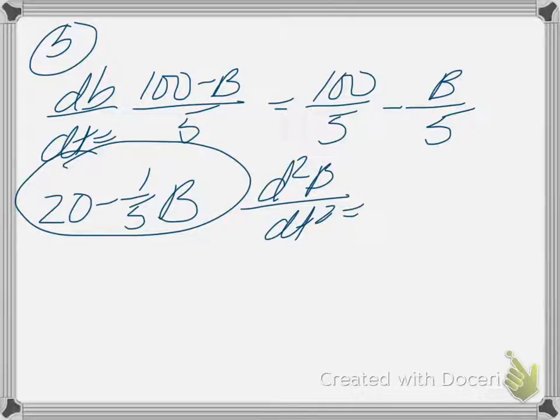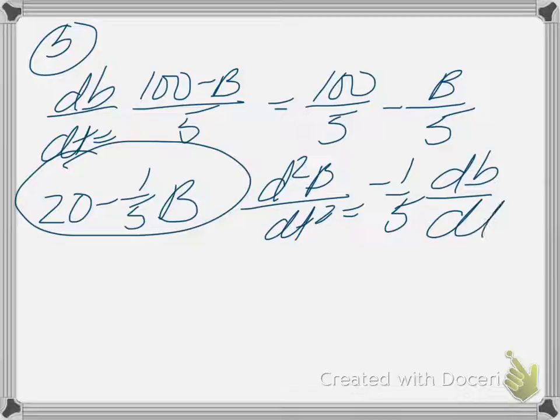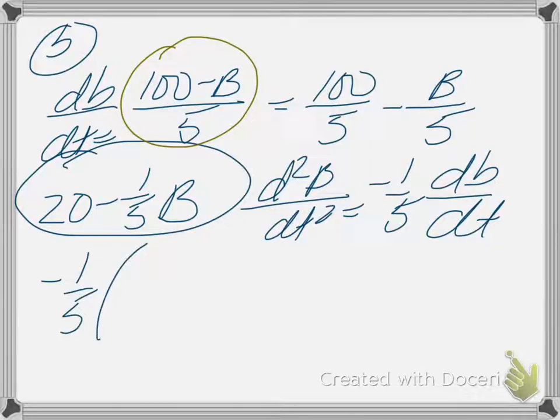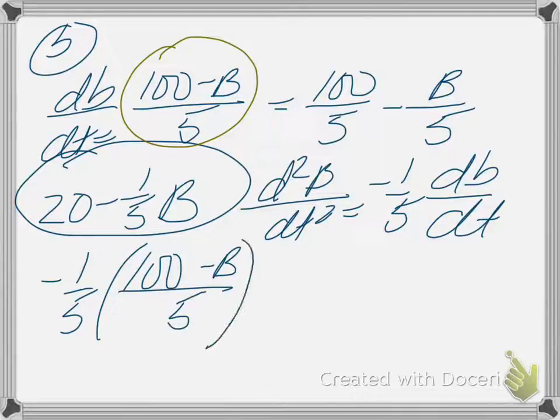Okay, so the derivative of 20 is just 0, and the derivative of negative 1/5 b is going to be negative 1/5 dB over dt. But the thing is that you know what dB over dt is. It's actually this thing. So I get negative 1/5, and then I replace dB over dt with 100 minus b over 5. And you can leave your answer like that, or you can simplify, whatever you want. Okay, so that's b. So that answers the first part of the question.